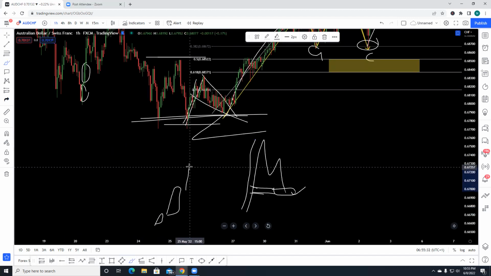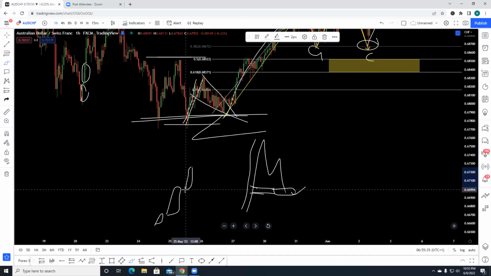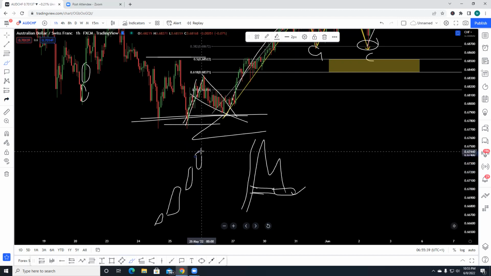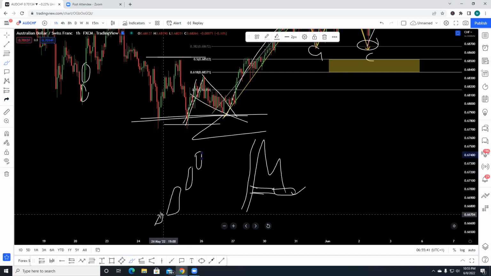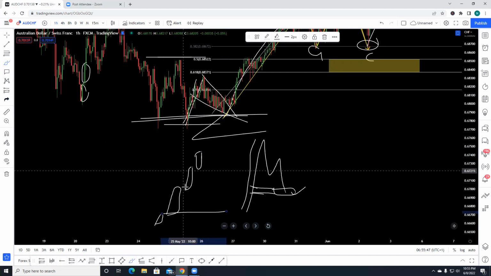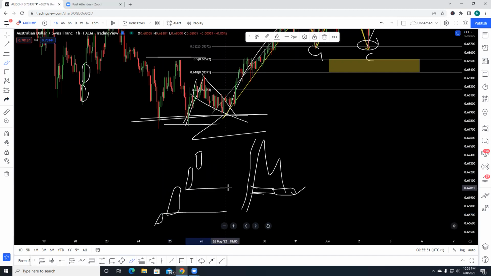Pardon my drawing. The next one is small like this. The next one is like this. Okay, can you see this candle that formed before this big one on the buy? Treat it like this. This one that formed after this big one on the buy, trace it like this.